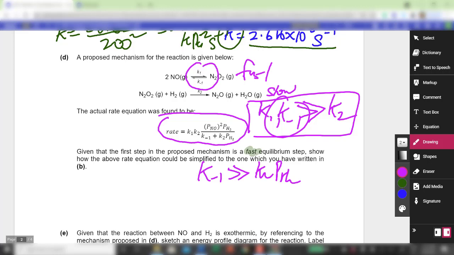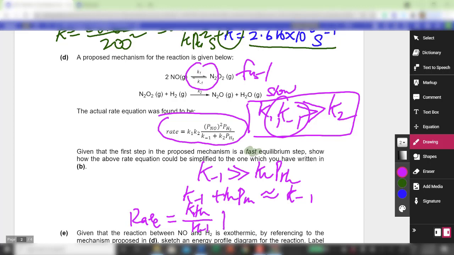Yeah, so if that's the case, then you realize you can actually rearrange the expression a little bit, because when K minus 1 is much greater than K2 partial pressure H2, then the denominator K minus 1 plus K2 partial pressure H2 is approximately defined by K minus 1. Therefore I can simplify the rate equation to be rate equals K1 K2 over K minus 1 partial pressure NO squared partial pressure H2.